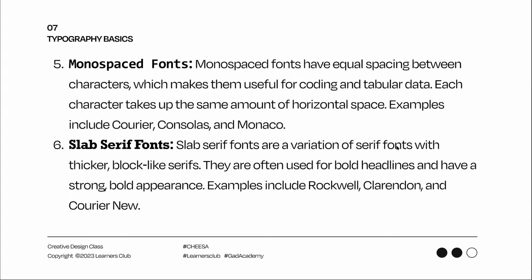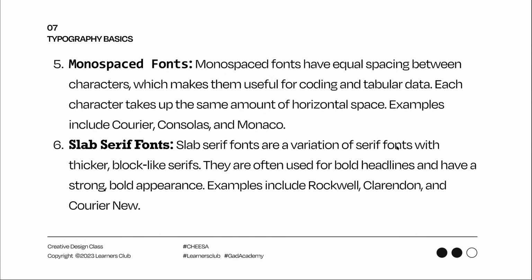There's also another type of font called monospace font, and just as the name implies, they have equal spacing between characters. They are useful for coding and tabular data, so that your arrangement can match. The spaces between each character are equal. Examples are Courier, Consolas, and Monaco. The text monospace font, the heading point number 5, is written in Consolas.